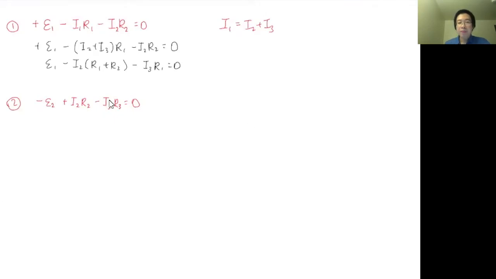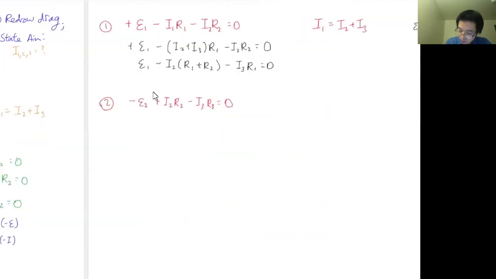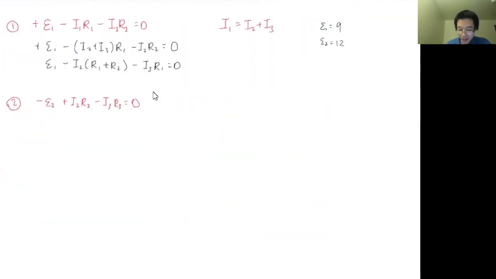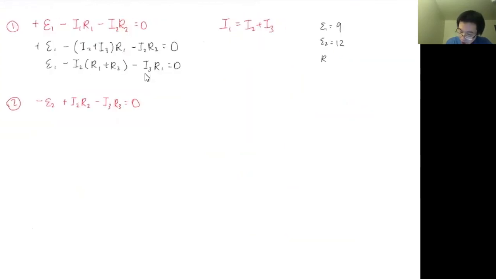And before it gets a little bit more abstract, let's actually plug in the numbers. So what are we given? We're given that epsilon 1 is 9 and epsilon 2 is 12 in perfect SI units. And R1 is 25, R2 is 48 and 35. Okay, 25, 48, 35. So we can plug this in.